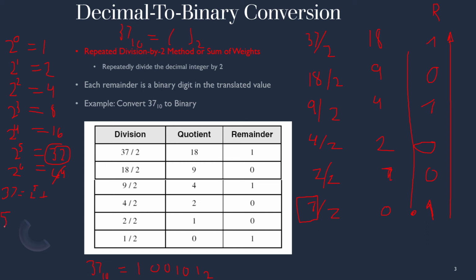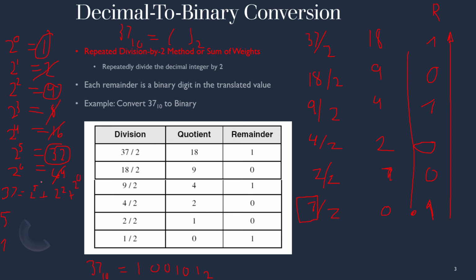What's the next highest number that goes into 5 without going over? 16 doesn't, 8 doesn't, but 4 does. So that's 2 to the second. Alright, and there's one value left. 2 doesn't go into 1, but 1 goes into 1. So it's 2 to the 0.